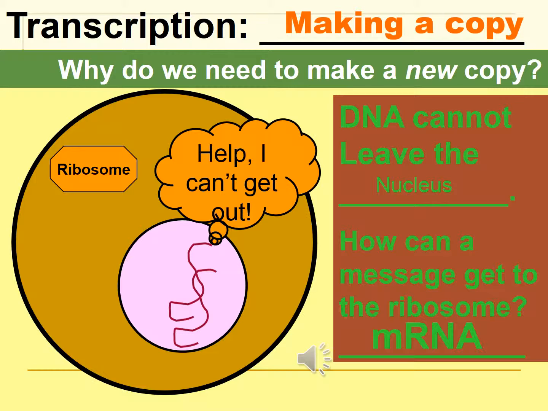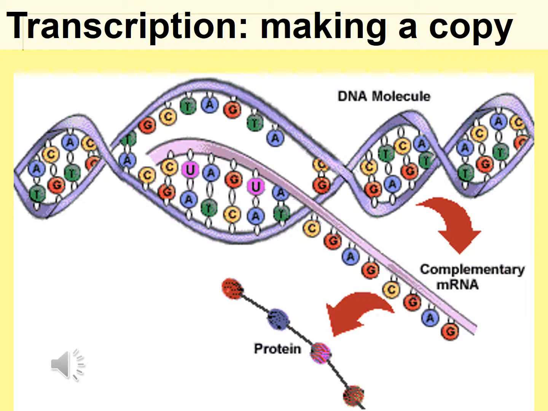So how to solve this? Well, a message has to be sent out with the information, and that's where mRNA comes in. mRNA basically takes the information from the DNA, exits the nucleus, and combines with the ribosome to make proteins. And that is the process of transcription. Okay, so this really is an overview of how this process happens, and we'll go over the details in the following slides.